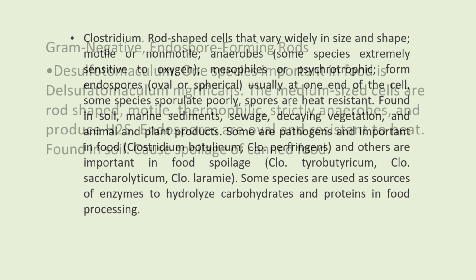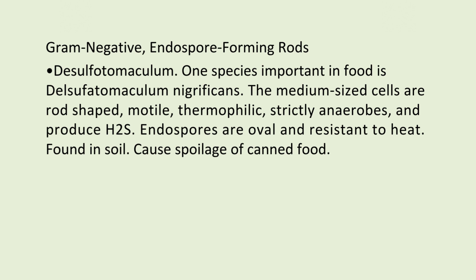Now for gram-negative endospore-forming rods, we have Desulfotomaculum. One species important in food is Desulfotomaculum nigrificans. The cells are rod-shaped, motile, thermophilic, strictly anaerobes, and produce H2S. Their endospores are oval and heat-resistant. They are found in soil and cause spoilage of canned food.